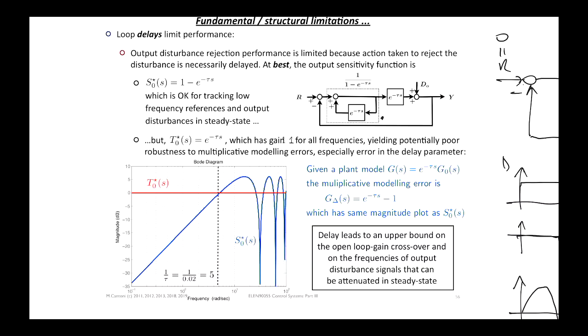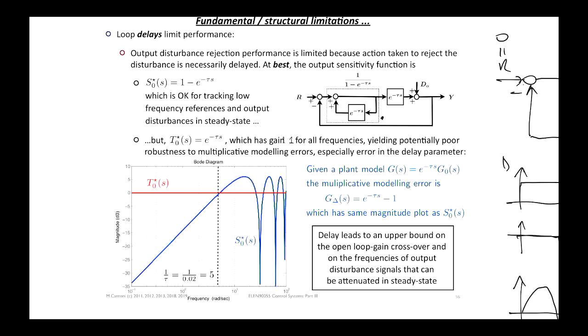So having delay in the loop is putting a limitation on the range of frequencies that we can reject at the plant output. We can do a reasonably good job of rejecting, attenuating the effect of output disturbances on the output at low frequencies, but at high frequencies we can't do it. Right? So this is a structural limitation associated with having delay. All right? This point at which the gain from here to here becomes 1 is related to the delay.